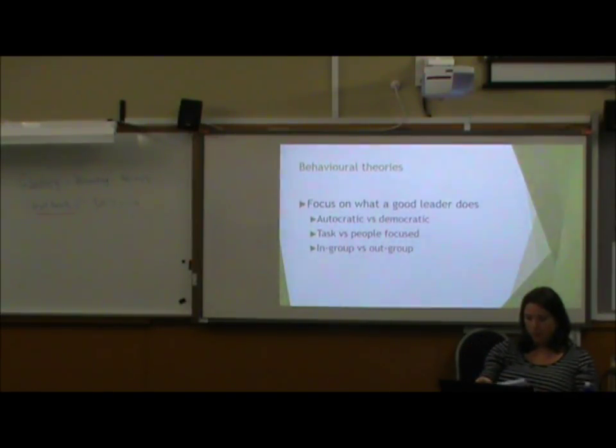It started to come through in the Ohio State studies where they looked at consideration versus initiating structure. So consideration was the extent to which the leader is sensitive to the subordinates, respects their feelings, ideas of mutual trust, appreciation and listening and so forth. Initiating structure was the extent to which they focus on the task and direct the subordinates towards goal achievement.